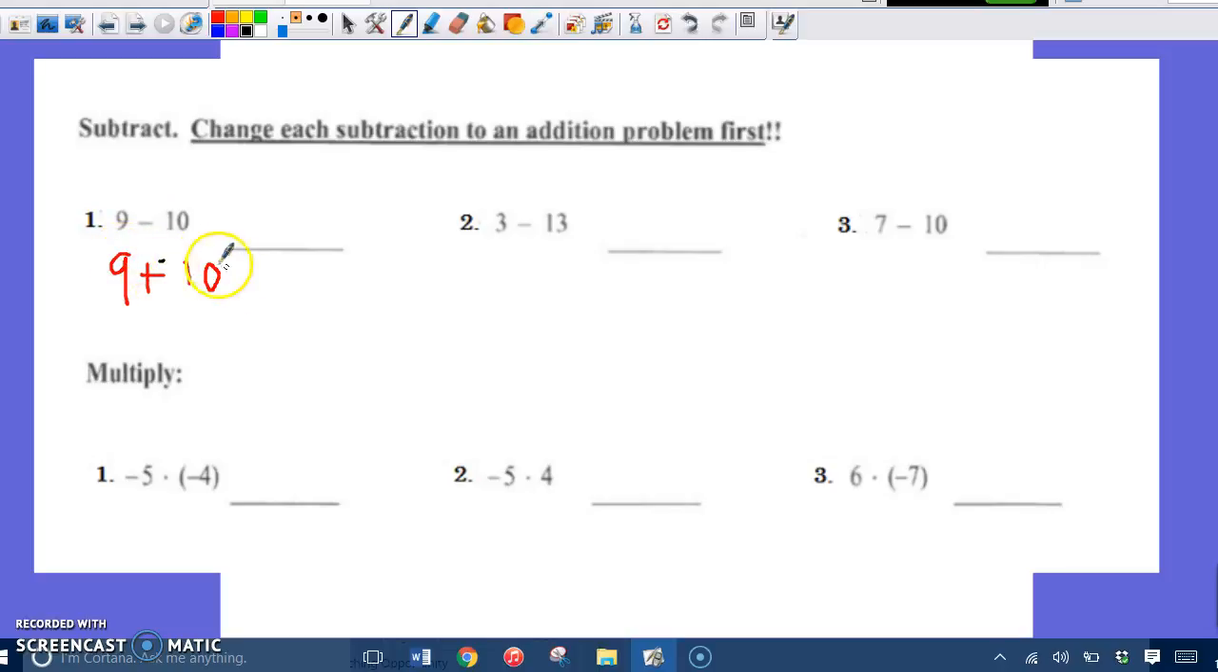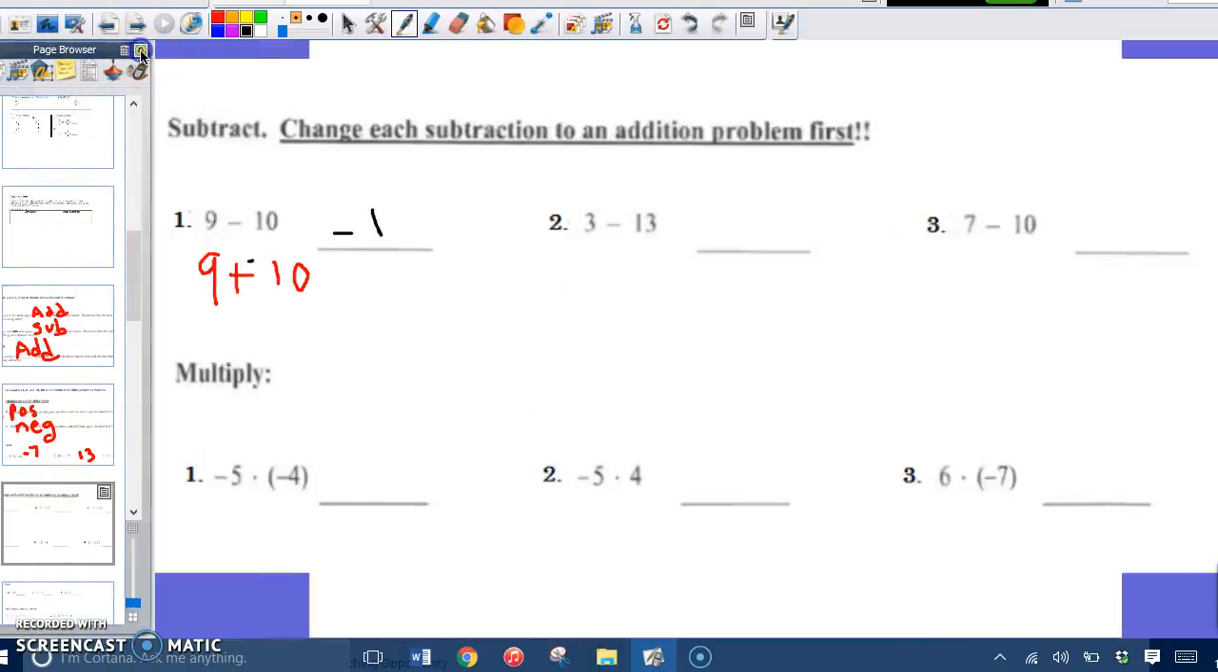I have a 9 plus a -10. We have a positive and a negative. We subtract. The difference is 1. Find a difference. And then keep the sign of the higher number. So the -10 is a higher digit. So I'm going to be using the negative sign for my answer.